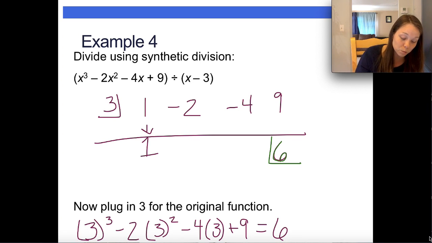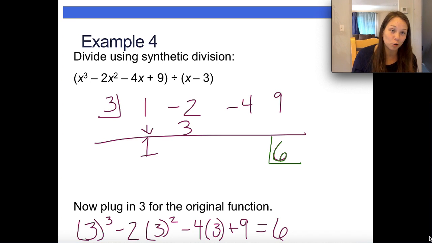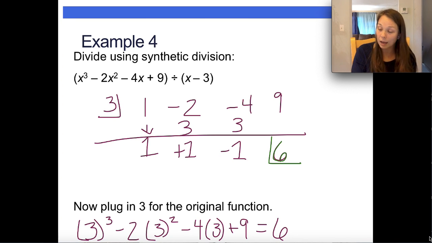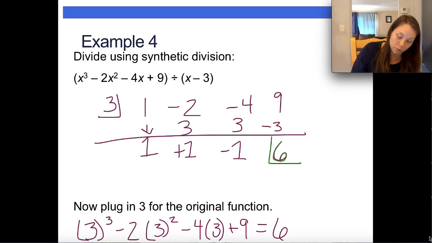What I did wrong is 1 times 3 is 3. So that should be a positive 3 there. Oops. Negative 2 plus 3 is a positive 1. 1 times 3 is 3. Negative 4 plus 3 is negative 1. Negative 1 times 3 is negative 3. And 9 plus a negative 3 is 6. So we know we did it right.